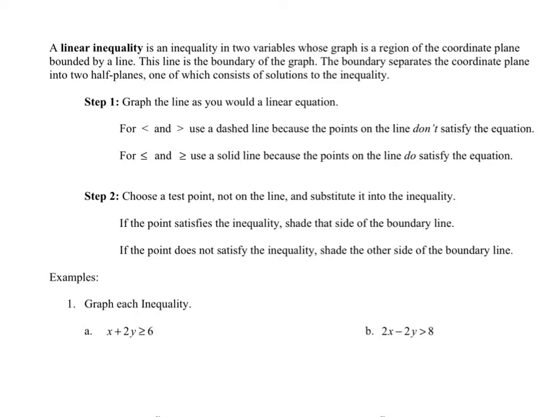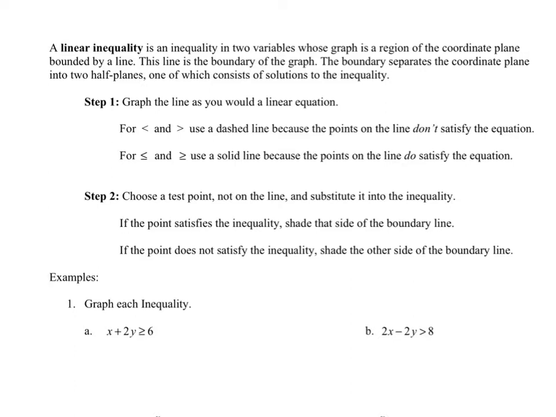The steps to graph a linear inequality are to graph a line as you normally would for any linear equation. And then if you have a less than or a greater than symbol without the line underneath, you're going to use a dashed line because the points on the line don't satisfy the equation. And if you have a less than or equal or a greater than or equal symbol, you're going to use a solid line because the points on the line do satisfy the equation.